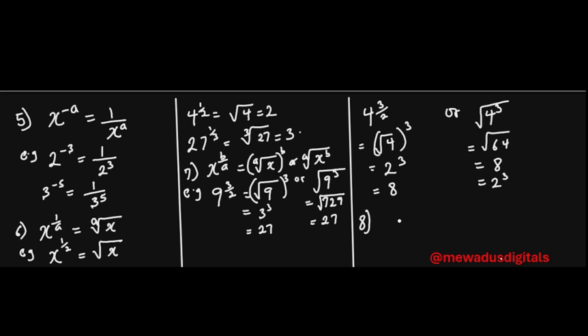the eighth law. When x is raised to power 0, it is equal to 1, provided that x is not equal to 0. For example, when we have 7 raised to power 0, that gives us 1. 10 raised to power 0 gives us 1 here, but 0 raised to power 0 is not defined, because it is provided that x is not equal to 0.